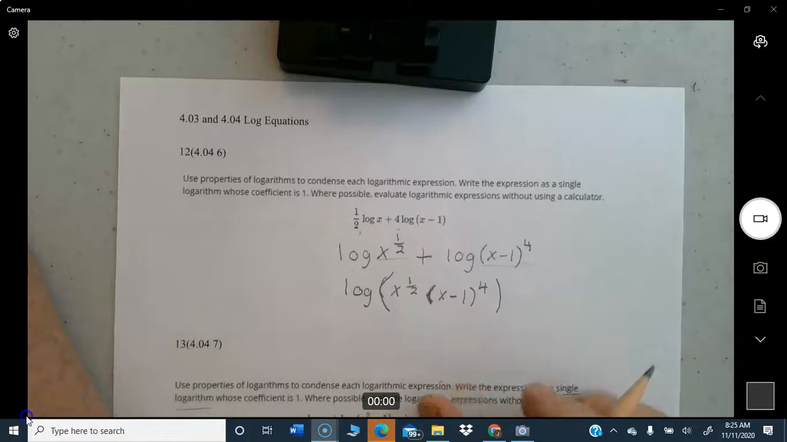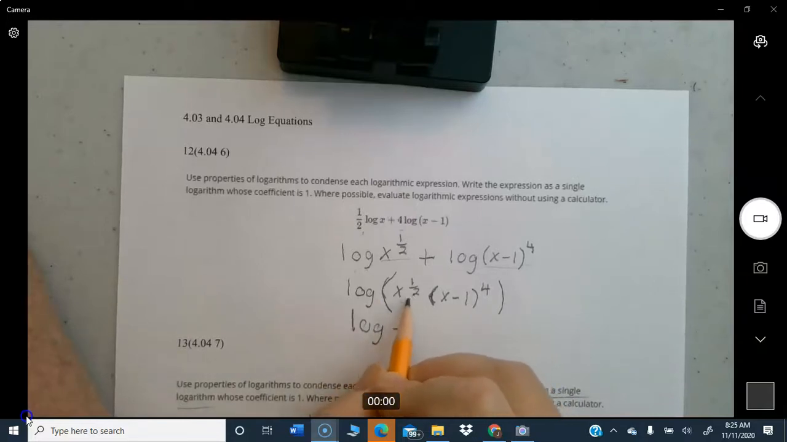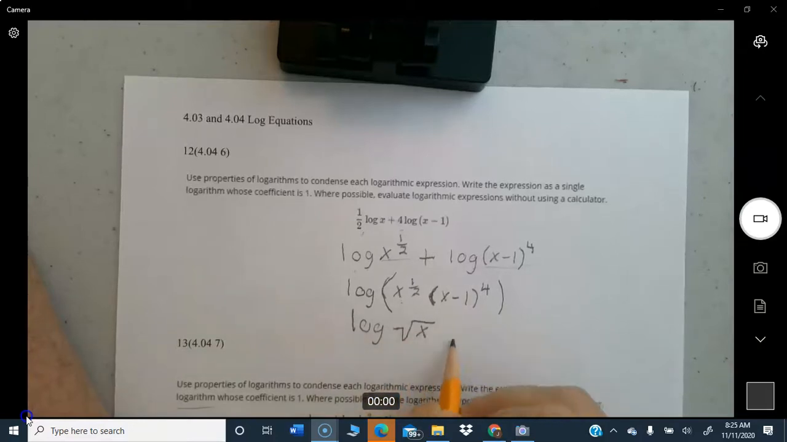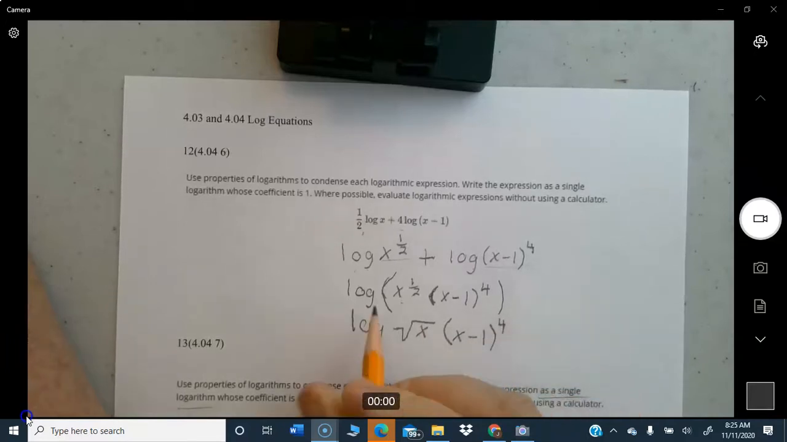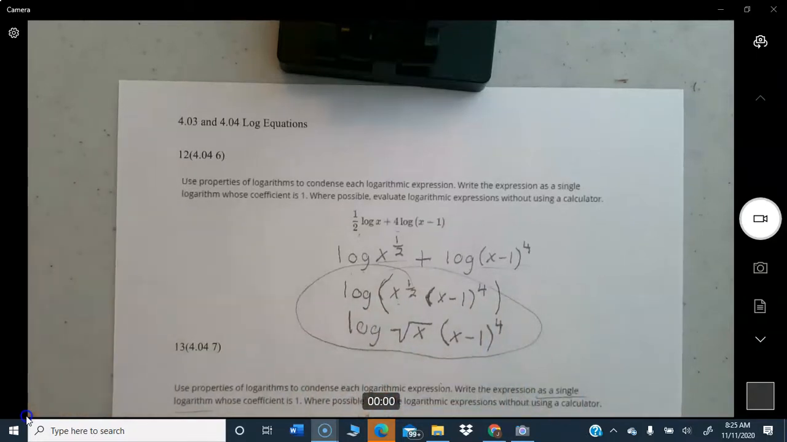Okay. All right, and the alternate way to write this then is, this is the square root of x. X to the 1/2 is the square root of x, so you can write it like that if you want. This is really just a preference, times x minus 1 to the 4th. So either of these are acceptable ways to present the final answer. Okay? Again, not very many steps to solving this problem.